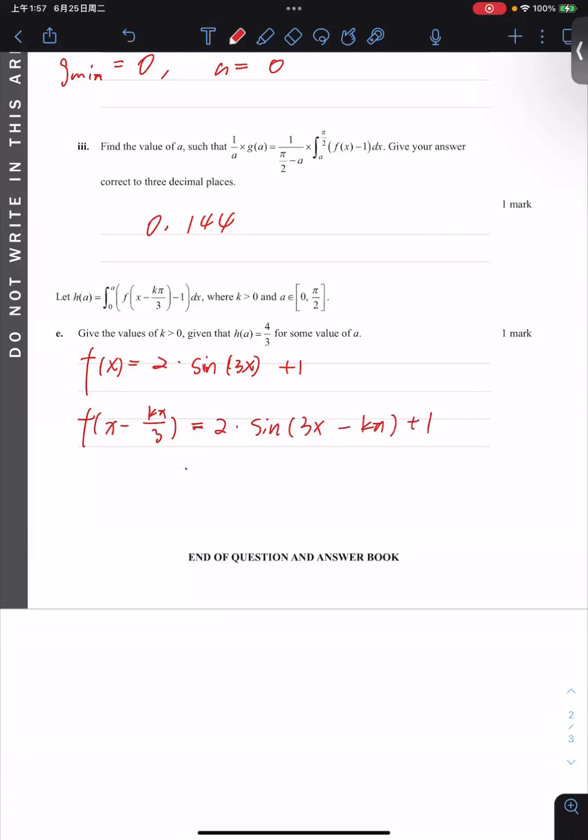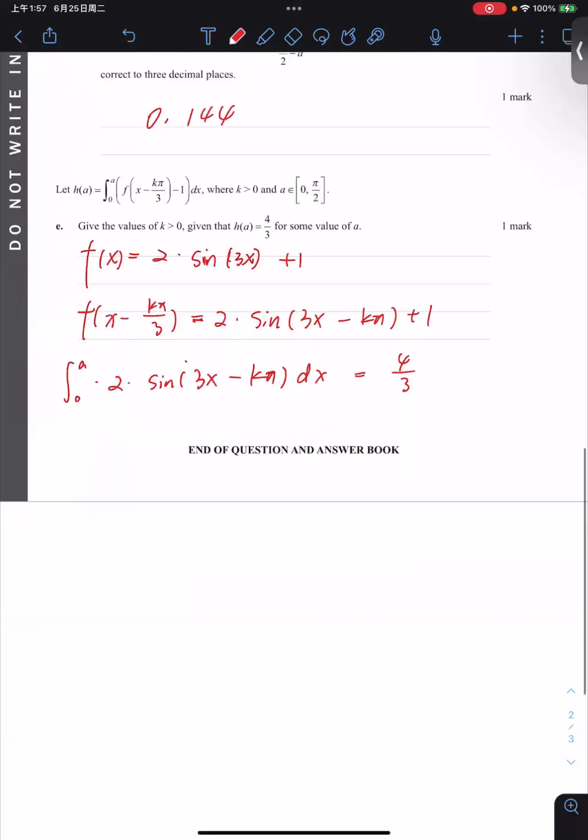So after we put in the minus 1, we get rid of the plus 1. And then you just need to do the definite integral from 0 to a of 2 times sine(3x minus k pi) with respect to x, all right? And then you need to make this value equal to 4/3.